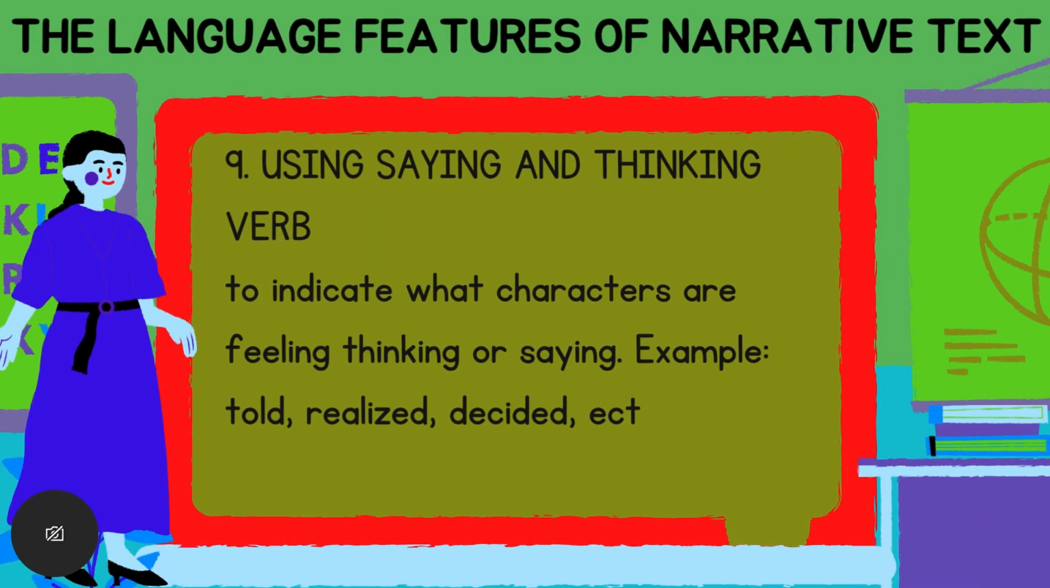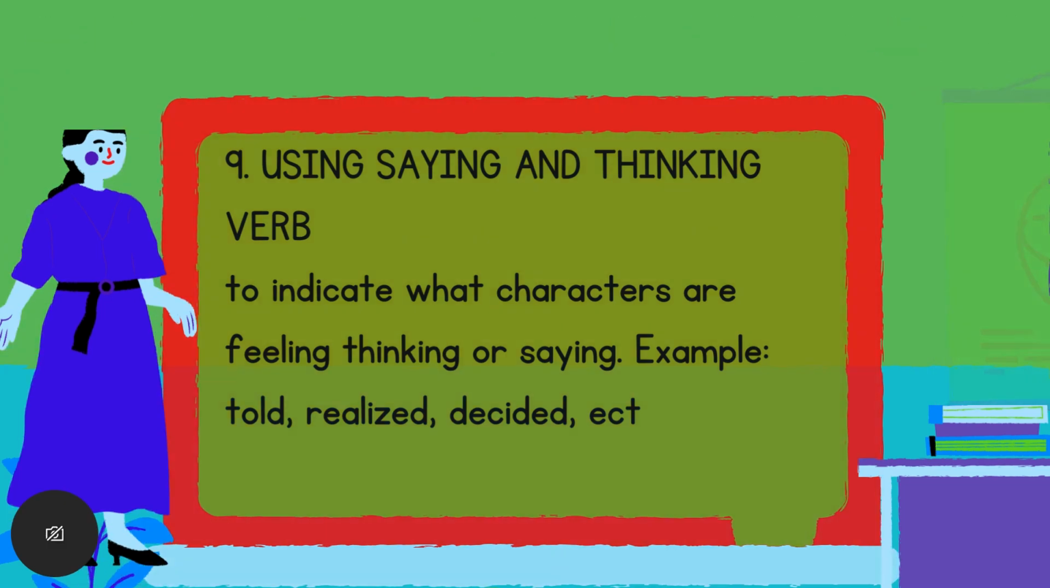The language features of narrative text. Number 9. Using saying and thinking verb. To indicate what characters are feeling, thinking, or saying. For example, told, realized, decided, etc.